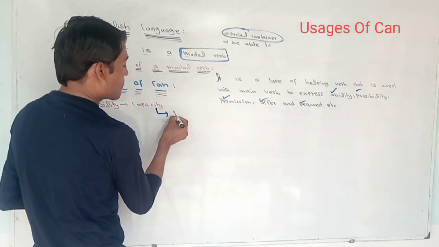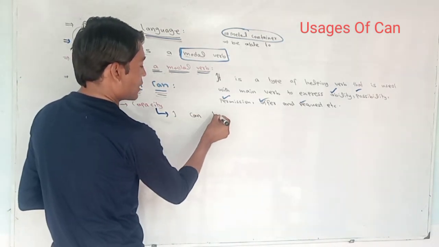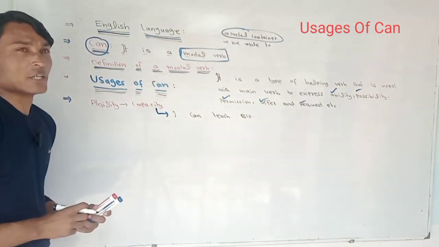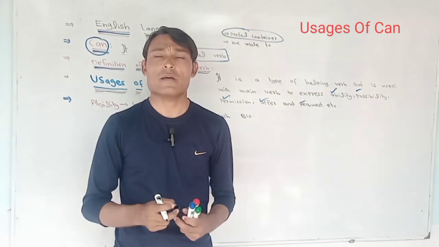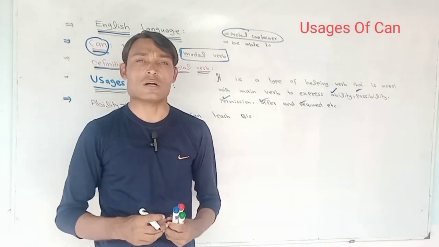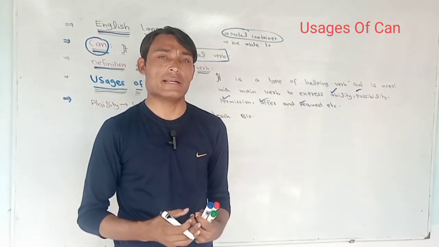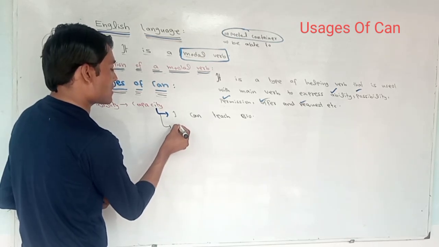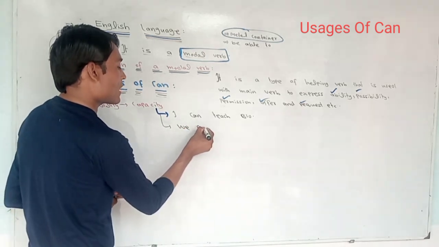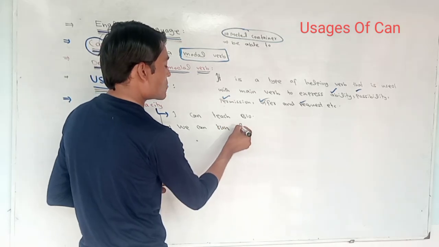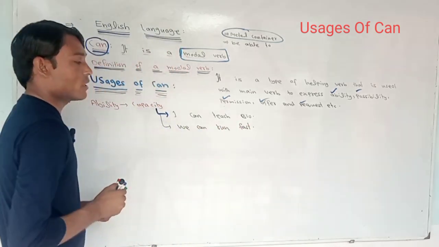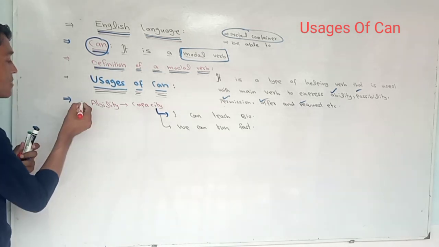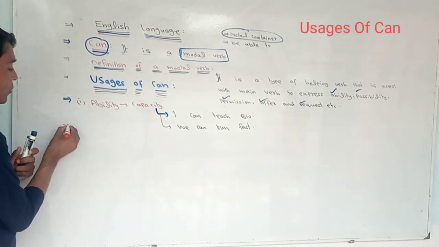For example, I say that I can teach biology. This is my ability. Maybe you have different abilities. Maybe you say that I can run fast, I can sing, I can dance. These are called ability. For example, you can say that we can run fast. This is actually called ability. That is usage number one. Now let's talk about usage number two.